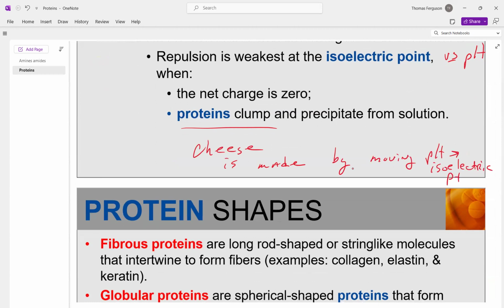So cheese is made by moving the pH of the solution to the isoelectric point of the protein. Bacteria make lactic acid. They're called lactobacillus. Those lactobacillus bacteria produce lactic acid. Lactic acid lowers the pH down and down and down until it hits 4. And then the curds precipitate out from the cheese, making cheese.